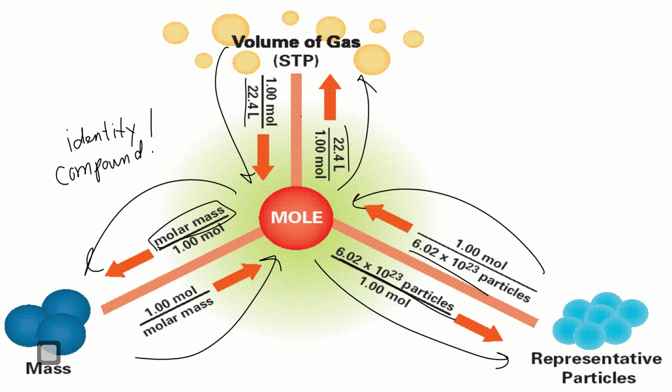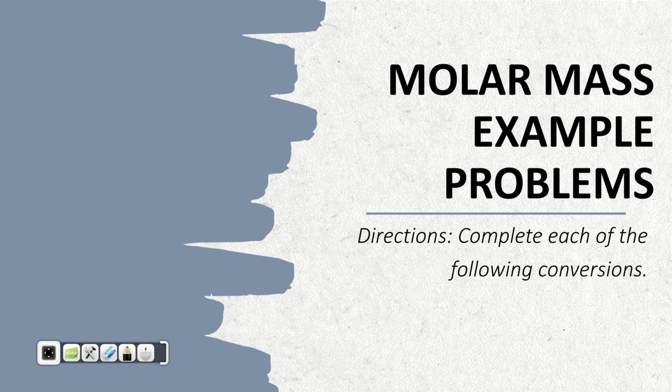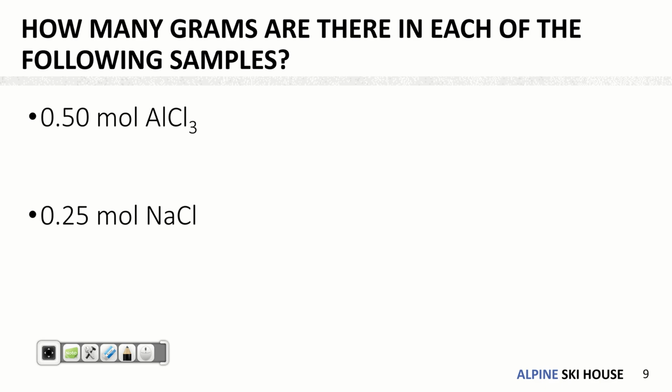For volume and particles, it doesn't matter. We're always going to have 22.4 and we're always going to have 6.02. But for mass, it does depend because we need to calculate out the molar mass and then either multiply or divide that. But we're going to follow the same method. Okay? So here we go.